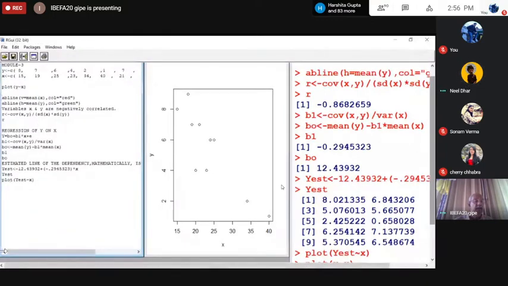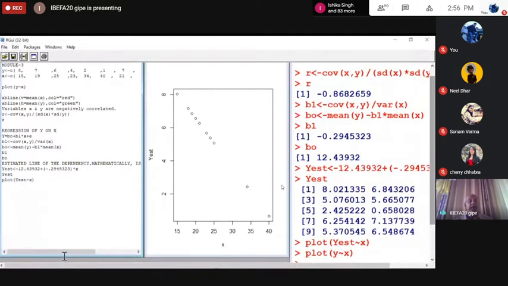But, sir, could you increase the font size of the editor? Yes, sir. For the moment, let it be. I will do it afterwards. There is a problem in my R. Okay, sorry, sir.